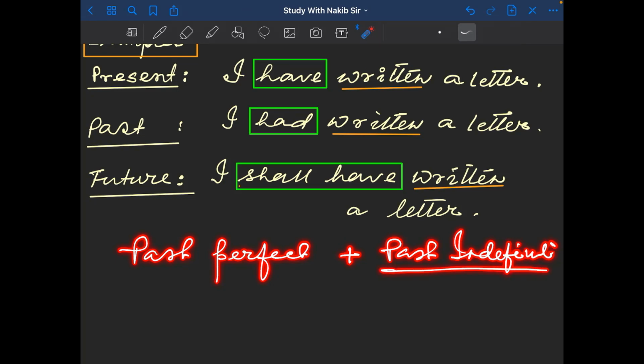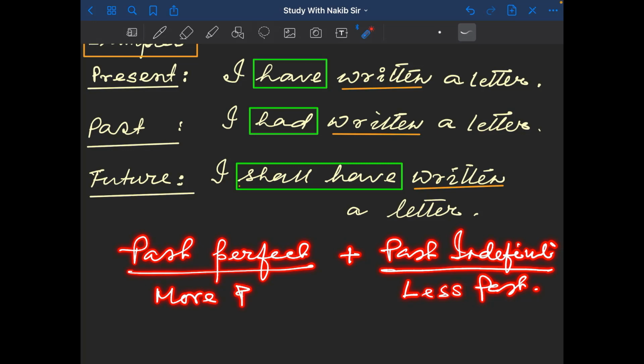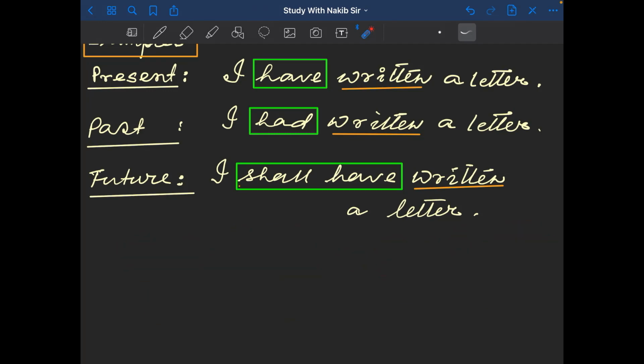So past indefinite is for less past, and past perfect is for more past, two past actions. Okay, one is more past and the other one is less past. For the more past we use past perfect tense structure, and for the less past we use past indefinite tense structure. So you got two parts, one is past perfect and the other one is past indefinite.